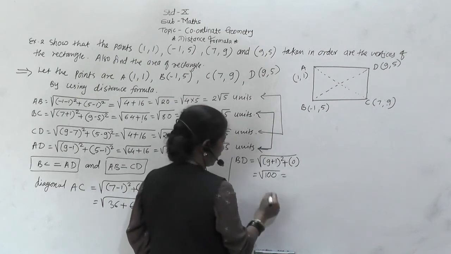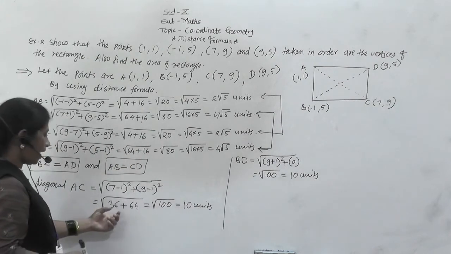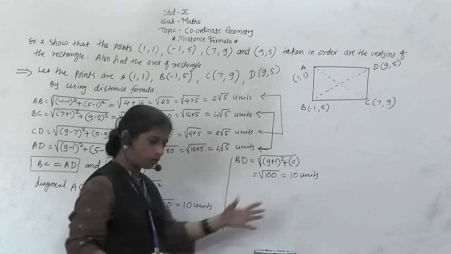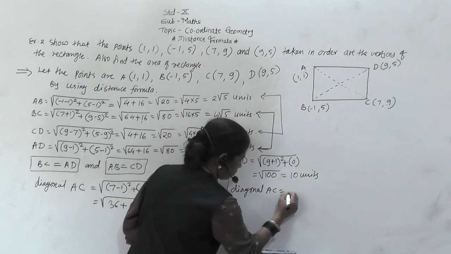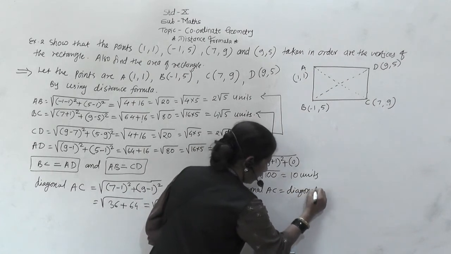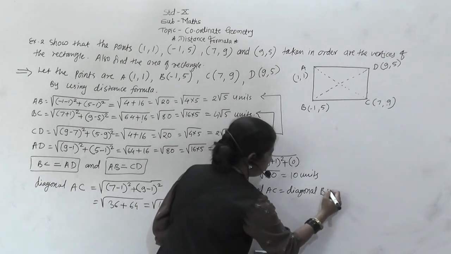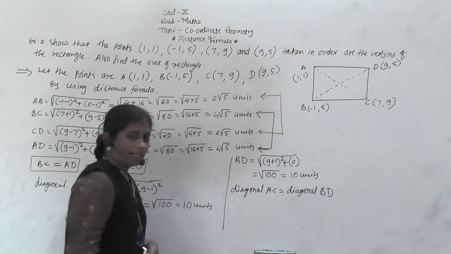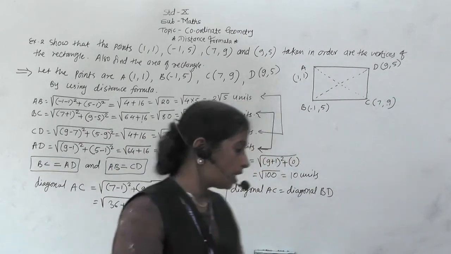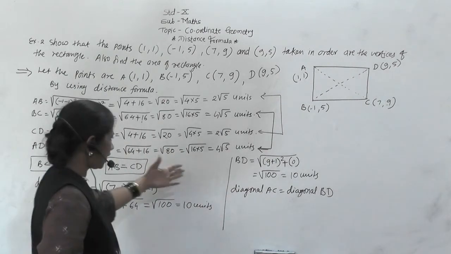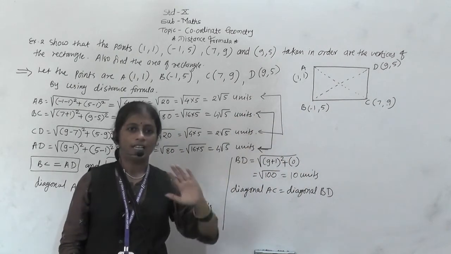Then what is the square root of 100? Correct, 10 units. Now you can see that the two diagonals AC and BD are the same. So here diagonal AC equals diagonal BD. That is the required property for any quadrilateral to be a rectangle, correct? Opposite sides are the same and diagonals are also the same. So here we have shown that A, B, C, D are the vertices of a rectangle, correct?